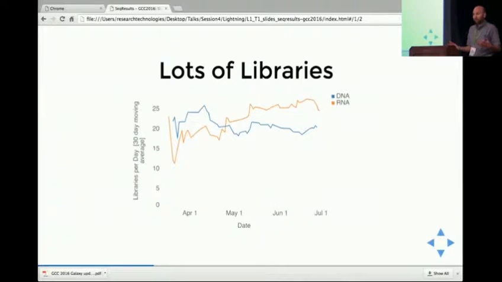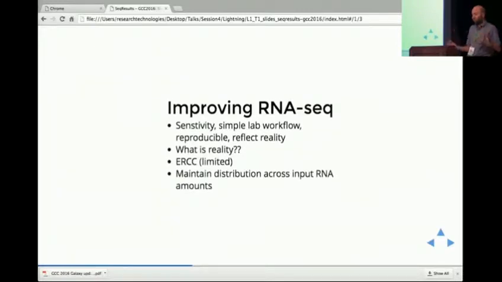When I'm talking about lots of libraries, let me just share what we're doing. So we do about 20 to 30 libraries a week with our small development team, and we have to turn that analysis around fairly quickly. So all this is the goal of improving RNA-seq right now. That's our current sort of effort and focus.